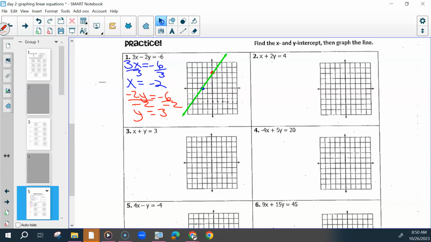The intercepts works best if both numbers in front of x and y are factors of this number, or can be divided into that. Questions on this process? Let's try another.